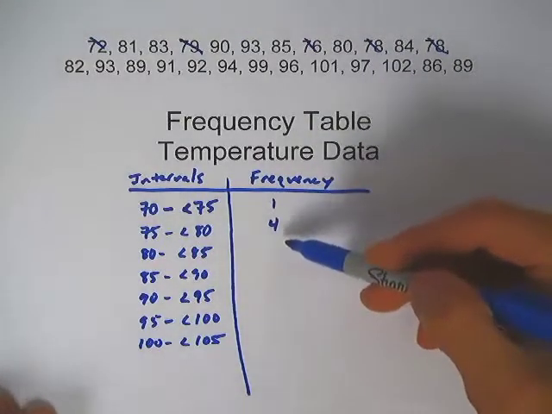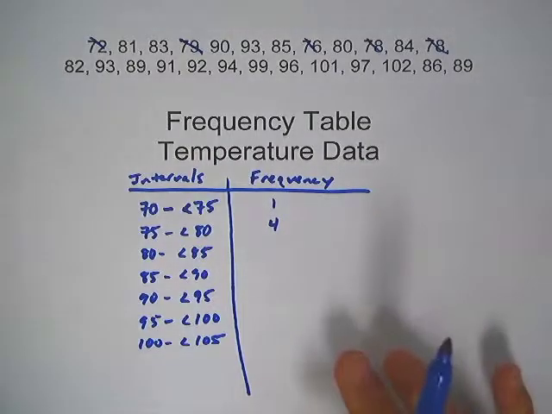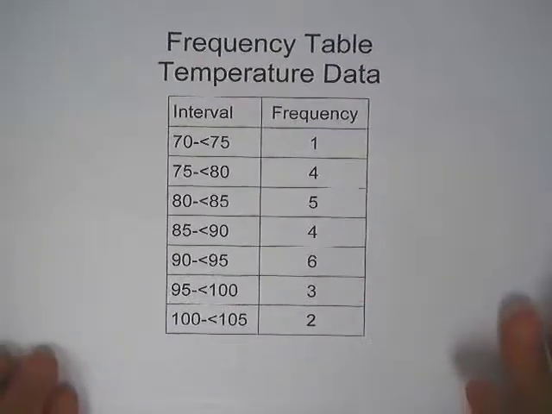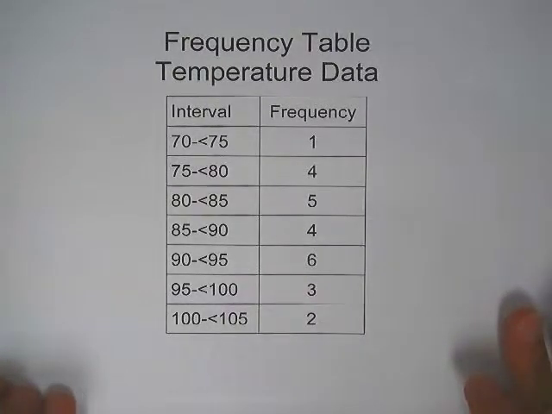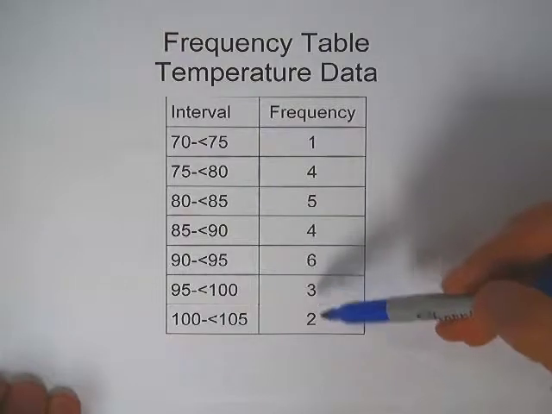Okay, and so I would continue doing that until I had all of my frequencies completed here. Okay, I did this ahead of time and produced this table. So to save time, I won't do everything else, but these are all of the frequencies. So 1, 4, 5, 4, 6, 3, 2.